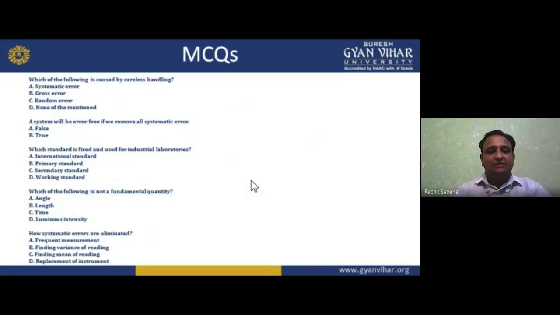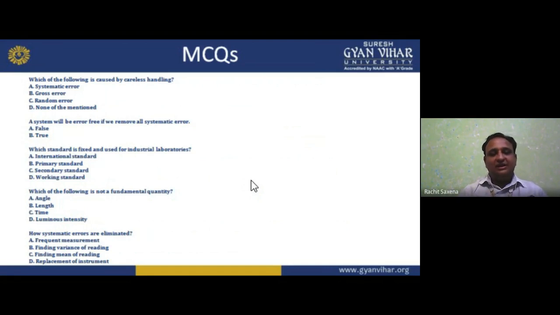Now these are some MCQs. Which of the following is caused by careless handling? Already we know that is random error. We can say a system will be error free if we remove all systematic error: false. Which standard is fixed and used for industrial laboratories? Primary, secondary, working standard. Which of the following is not a fundamental quantity? Angle, length, time, luminous intensity.